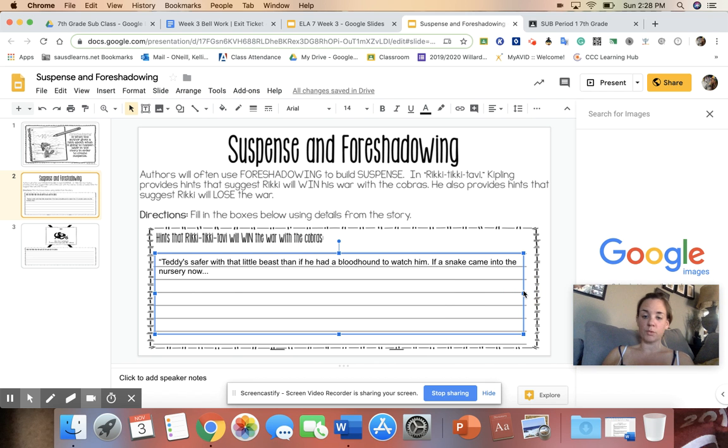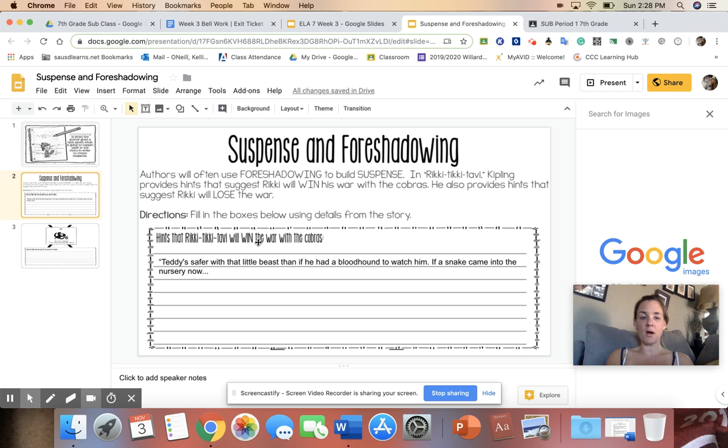So go through the text with a highlighter and find any examples in the text that suggest Rikki Tikki Tavi will win the war. Start off by finding examples of Rikki Tikki Tavi winning the war. Go ahead and pause the video now and search through your text with a pen, pencil, or highlighter for examples or hints that Rikki Tikki Tavi will win the war.